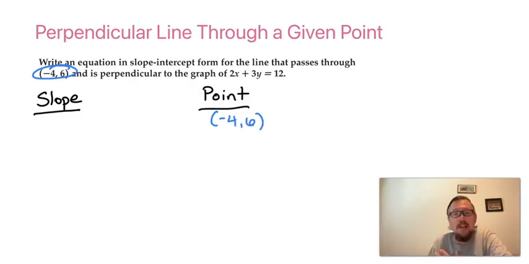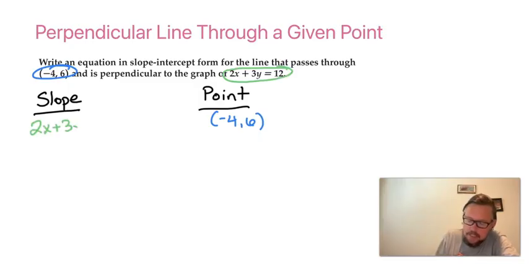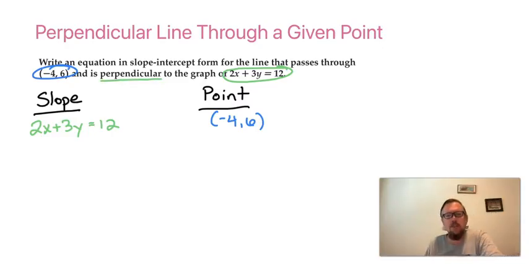Again, we prefer the y-intercept. That's an easier equation to write, but we take what we can get. We also need to know the slope. We aren't given the slope outright, but we are given this equation, 2x plus 3y equals 12. And we're told that our line is perpendicular to 2x plus 3y equals 12. So we need to know what's the slope of 2x plus 3y equals 12, and then find the equation that is perpendicular to that.